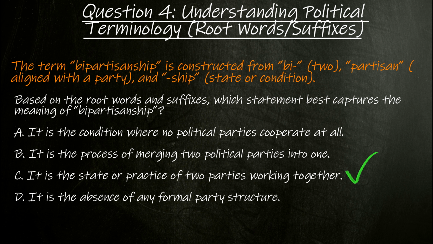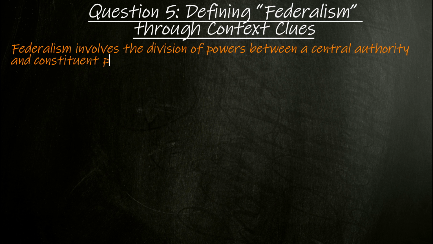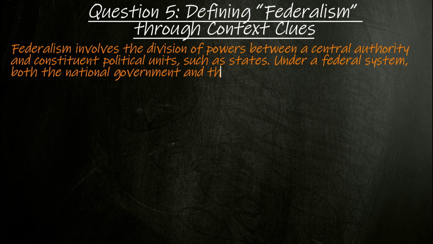Did you pick option C? Perfect. You're understanding that bipartisanship means two parties working together. The other options suggest meanings that don't align with the parts of the word. Next, question 5 involves federalism. Using context clues from the excerpt, pause the video and determine the core principle described.